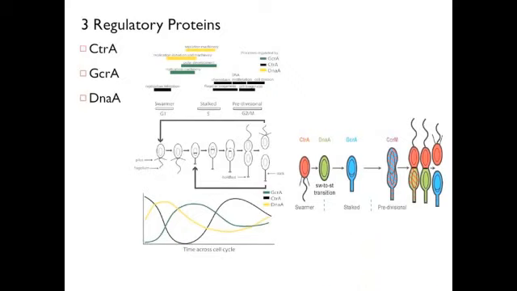Because CtrA also represses DNA replication, DnaA levels rise only when CtrA is degraded by a specific protease. Therefore, it's easy to see why there are high levels of CtrA in the swarmer cells and high levels of DnaA in stalk cells.